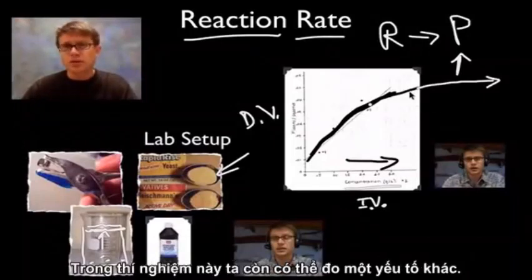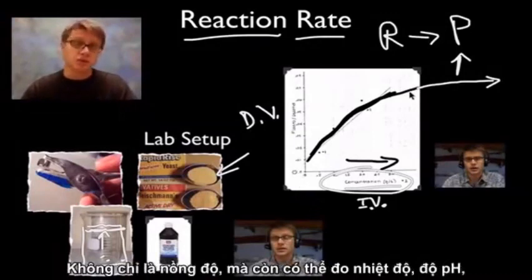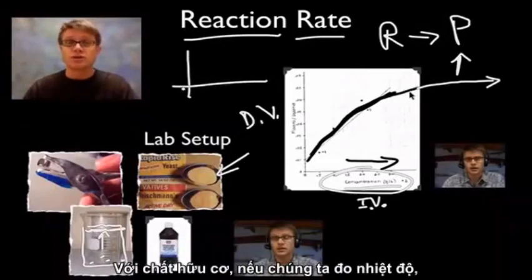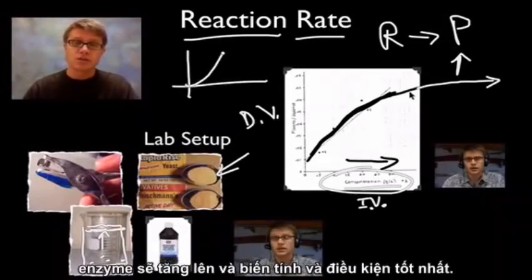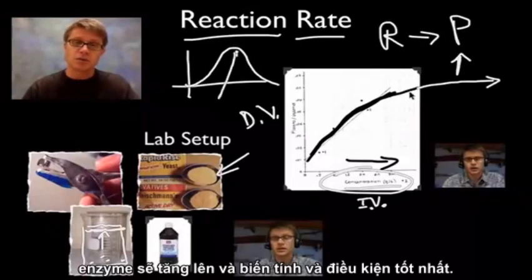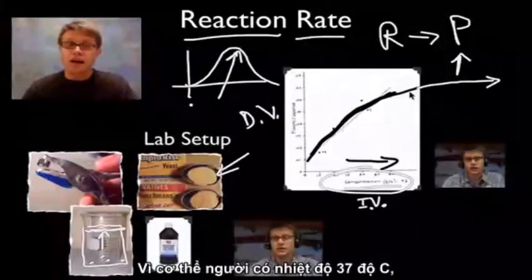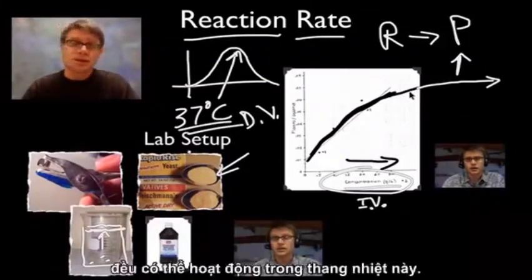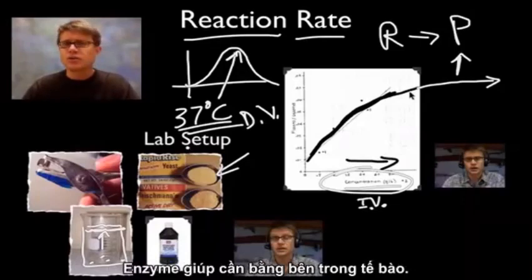But there are other things we can measure in this. Not only the concentration of the enzyme, we can measure the temperature, we can measure the pH, we can measure a lot of different things. And remember, if we were to measure temperature, for example, the reaction rate is going to increase and eventually the enzyme is going to denature. And so there's going to be an optimum set point. Since you have an internal temperature of 37 degrees Celsius, most of the enzymes inside your body are primed to work at that specific rate. And so that's enzymes, and they are used to maintain that internal balance, and I hope that's helpful.